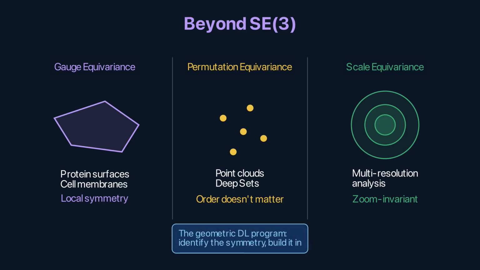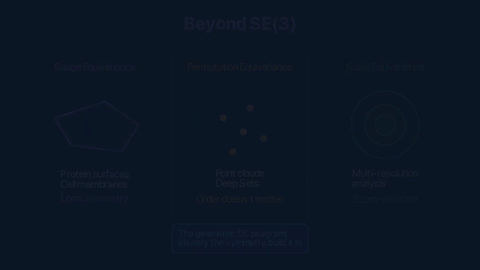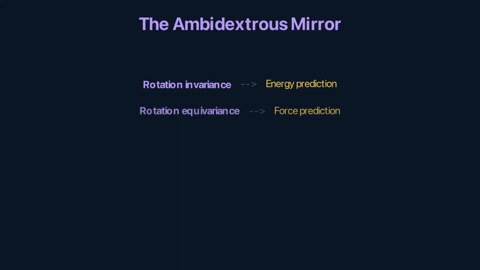The program: identify the symmetry group of your problem, build it into the architecture, and let the network focus on learning biology rather than physics. Symmetry is free information. Don't make the network waste data learning it.